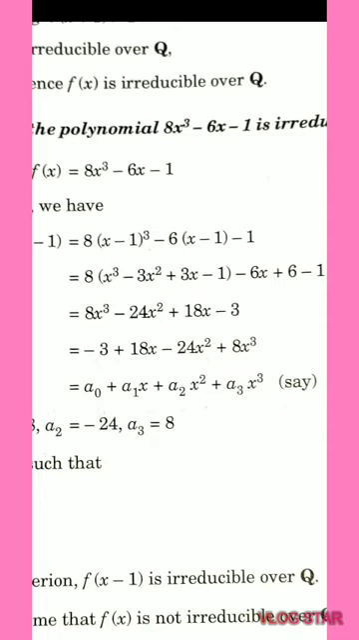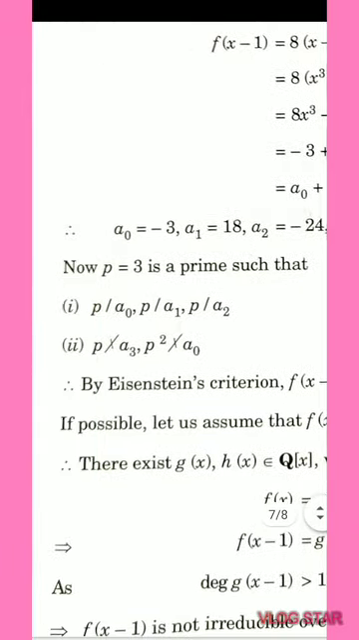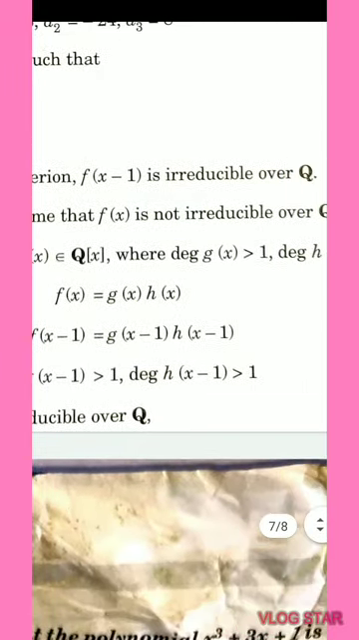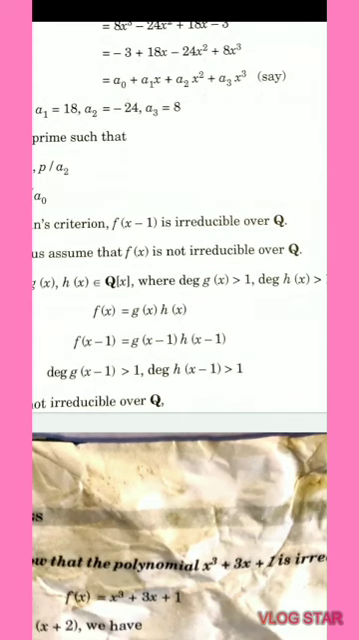Now p equal to 3 is a prime such that p divides a0, p divides a1, p divides a2. ठीक है, 3 इन सभी तीनों को डिवाइड कर रहा है, और p does not divide a3, p जो है वो 8 को डिवाइड नहीं करता. Also p square यानी कि 9 does not divide a0. Okay, so p square does not divide a0. Therefore, by Eisenstein's criterion, f(x minus 1) is irreducible over Q.